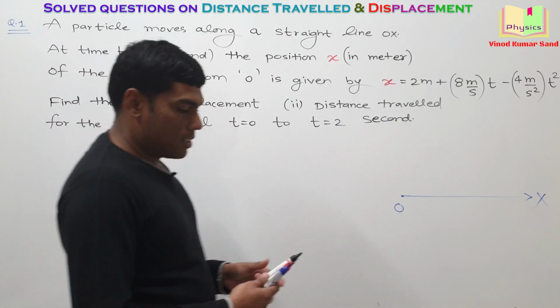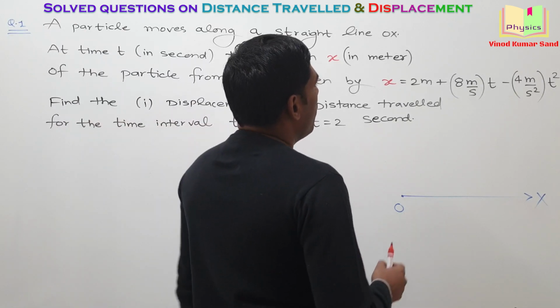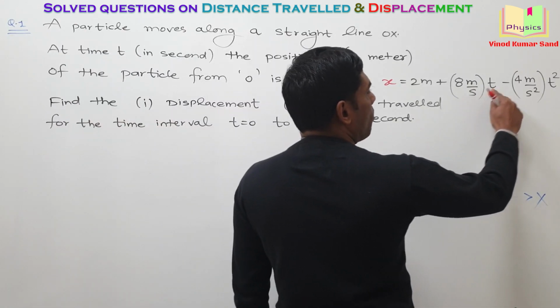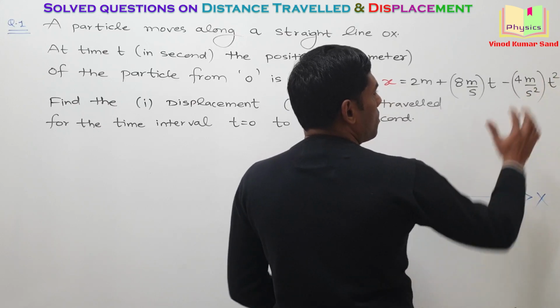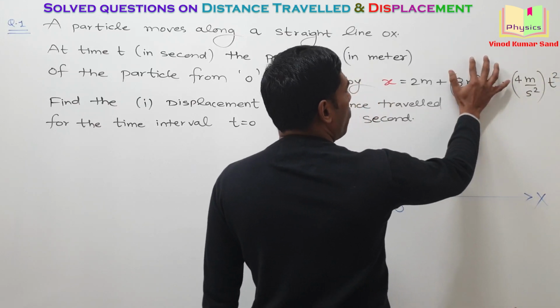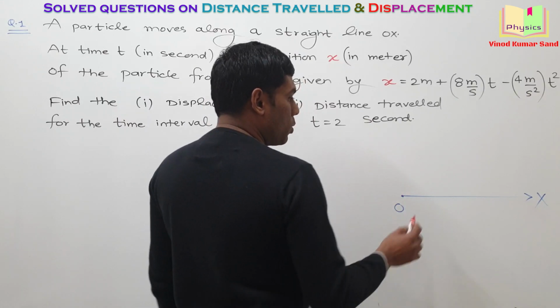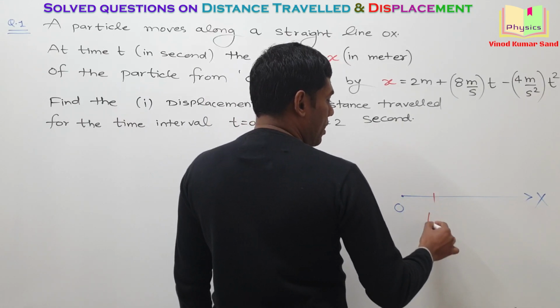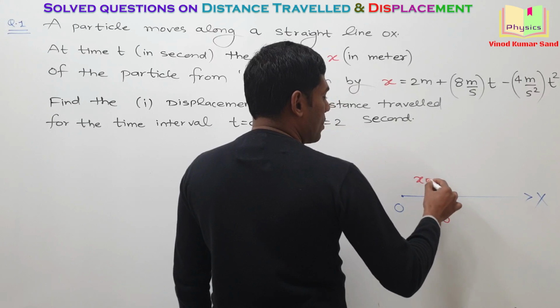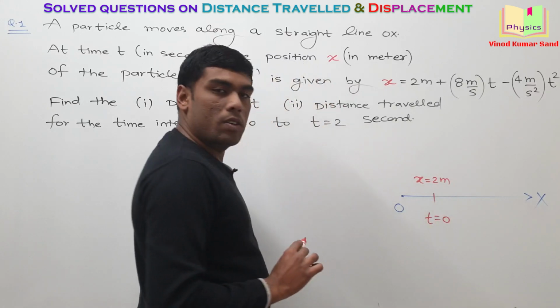Okay, let us start the solution part. Suppose we check for t is equal to 0. At t is equal to 0, this term and this term will vanish. The x will come out to be 2 meters. So I am showing that moment here. At t is equal to 0, the x is equal to 2 meters.